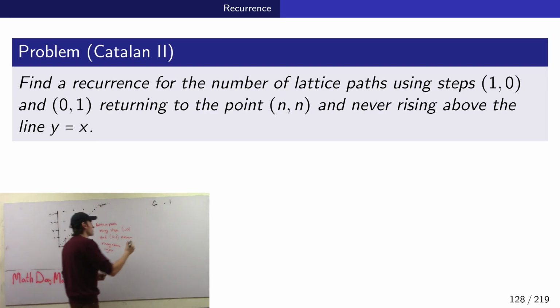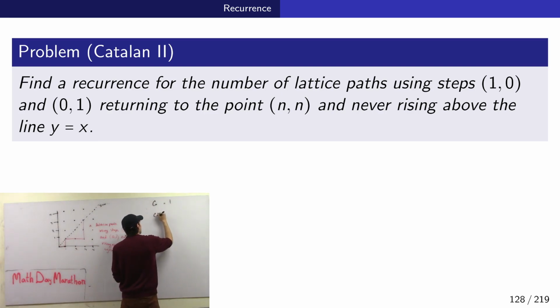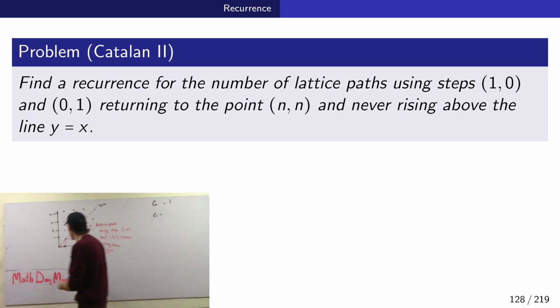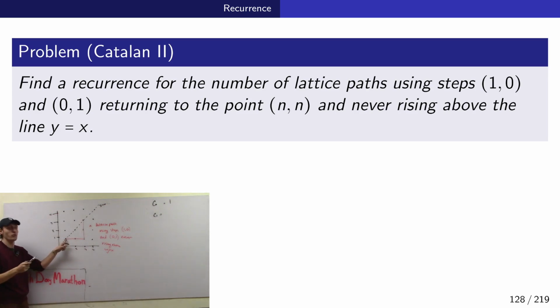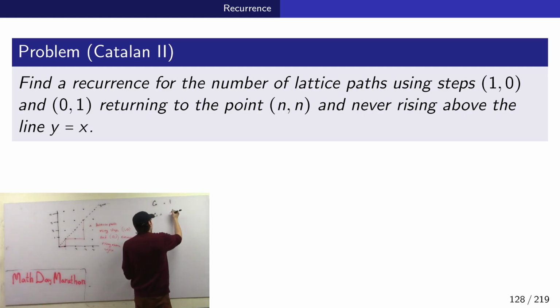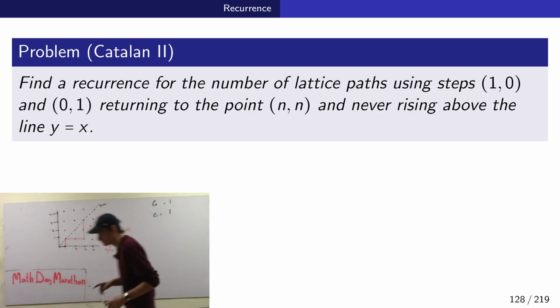Now, what about C1? It's the number of ways to start at the origin and move to the point 1, 1 using steps over and up, but you never rise above this line. So you'll notice you can't take a first step up because then you immediately rise above the line. Your first step has to be over 1. And if you want to get to this point, you can never go backwards, so your next step has to be just straight up. So C1 also equals 1.